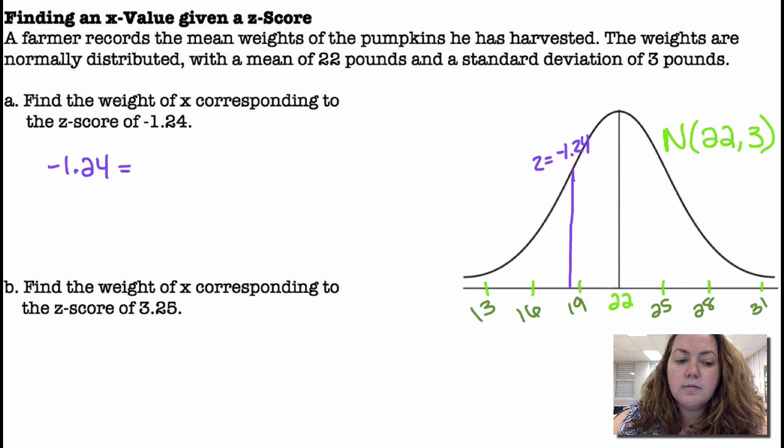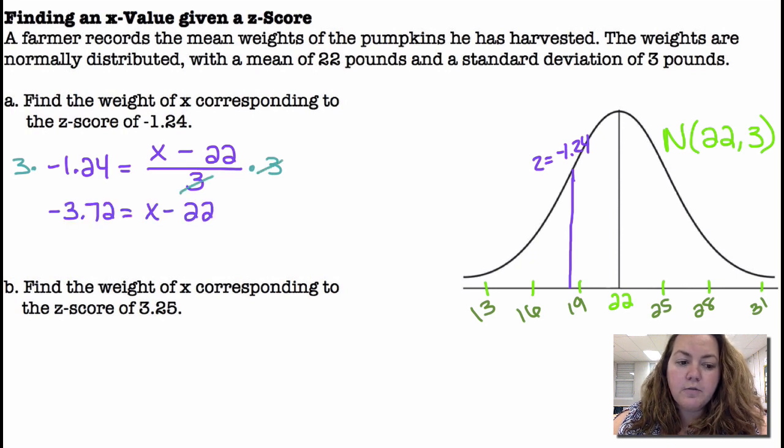z equals, z is negative 1.24. My x value, that's what I'm trying to find, so I'm just going to leave it as x, minus my mean, which is 22, divided by my standard deviation of 3. Okay, so when we're working backwards, we're going to have to use some algebra to solve for x. So I'll multiply both sides by 3. That cancels on the right. 3 times negative 1.24 is negative 3.72. x minus 22, I want to get x by itself, so I'll add 22 to both sides. And I get x is 18.28.